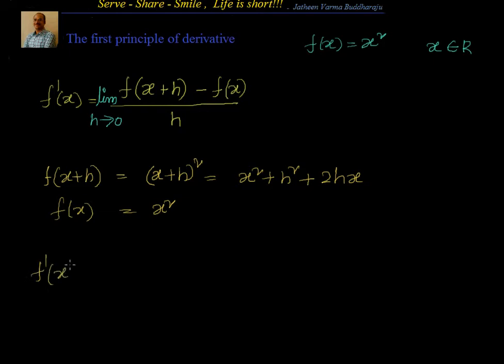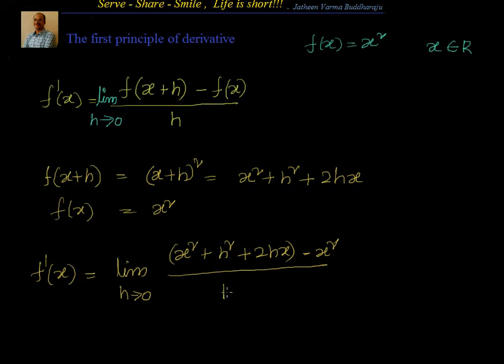f'(x) equals limit h tends to 0, f of x plus h, that is x square plus h square plus 2hx, this whole thing I have to subtract with f of x, that is x square, divided by h. You know that x square cancels out. We'll have (h square plus 2hx) by h.